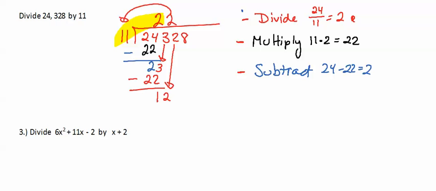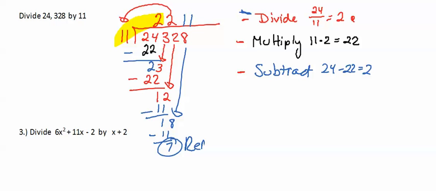I divide 12 by 11, I get 1. I multiply 1 times 11. I subtract, and I drop down 1 last time. I get 8, goes in 1 time, multiply, and subtract. Now, 11 doesn't go into 7, so this is called the remainder. And if you remember, one way that you can write this is you can rewrite it as 7 11ths.